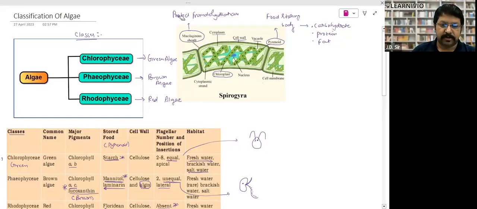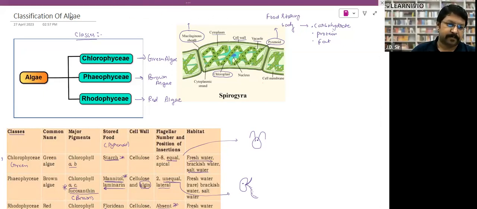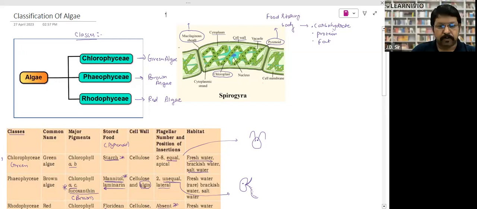Let me write it more clearly. Protect from dehydration, right? So they have a gel-like covering that is called the mucilaginous sheath. It protects from dehydration. Then there is a cell wall. I have already told you that the cell wall is made up of cellulose, like plants. They have a vacuole, which is a characteristic of plants. They have a ribbon-like chloroplast. They have pyrenoid, which is a food-storing body. In pyrenoid, they store carbohydrate, protein, or fat. They have a nucleus and a cell membrane.